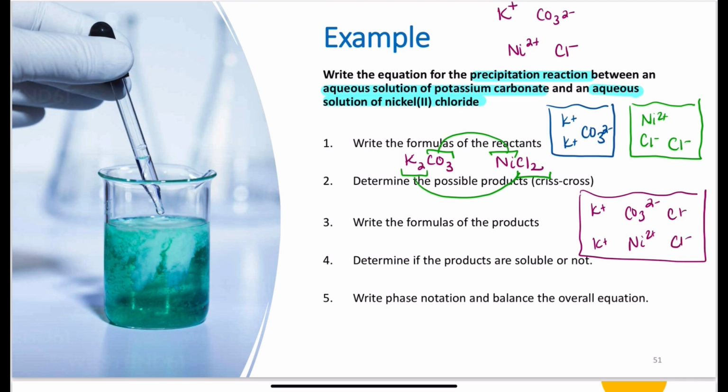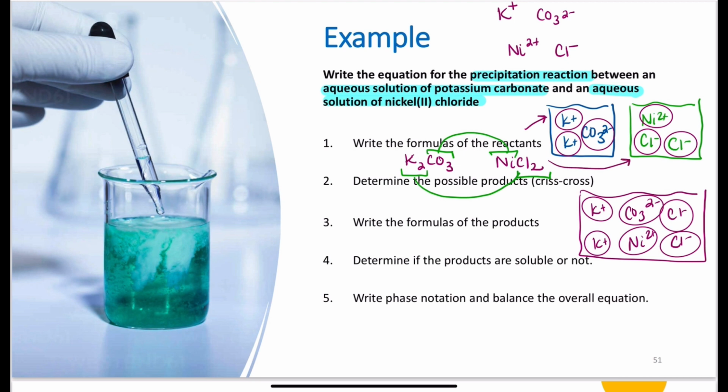So this is what's actually happening in solution. This is what we call your particulate diagram. And sometimes you'll see these circled because they are little ions floating around in solution. And again, the ions themselves are surrounded by water molecules. That's what stabilizes them in solution and allows them to exist as individual ions. But this is my reactants.